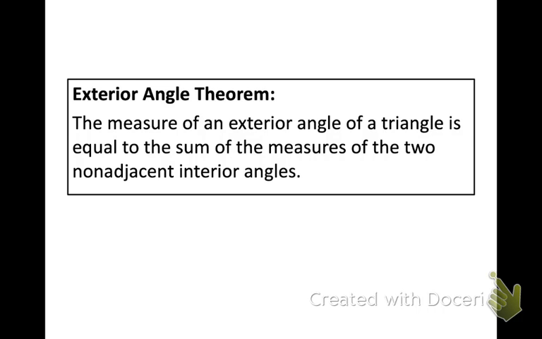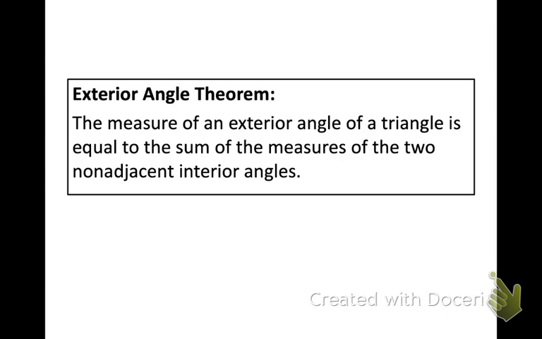And the exterior angle theorem says that the measure of an exterior angle of a triangle is equal to the sum of the measures of the two non-adjacent interior angles. So pause me if you need to get that written down. So what does that mean?